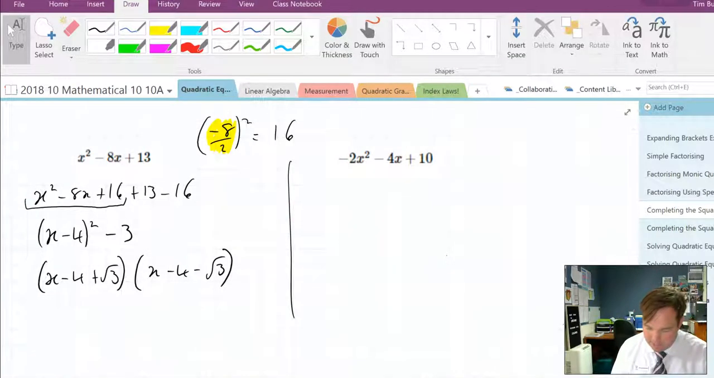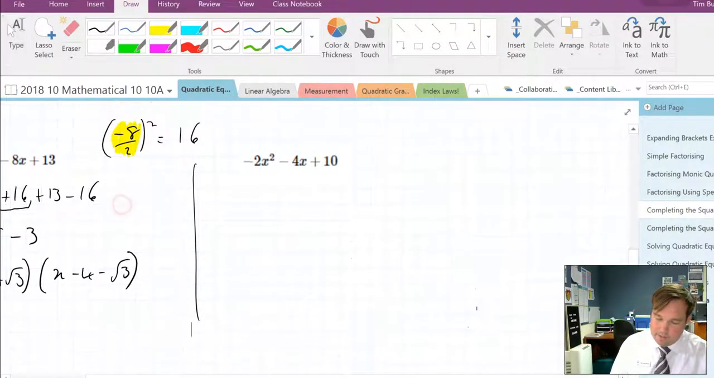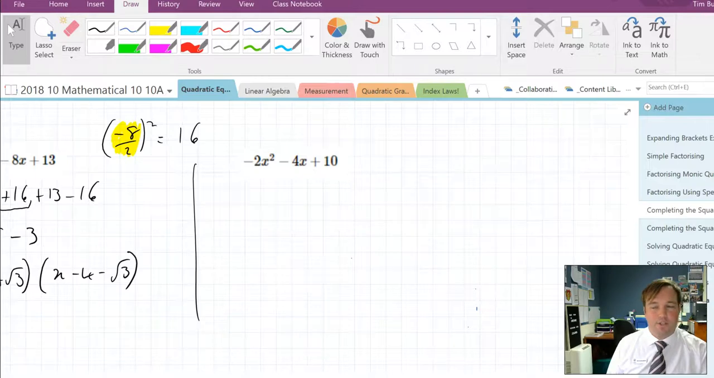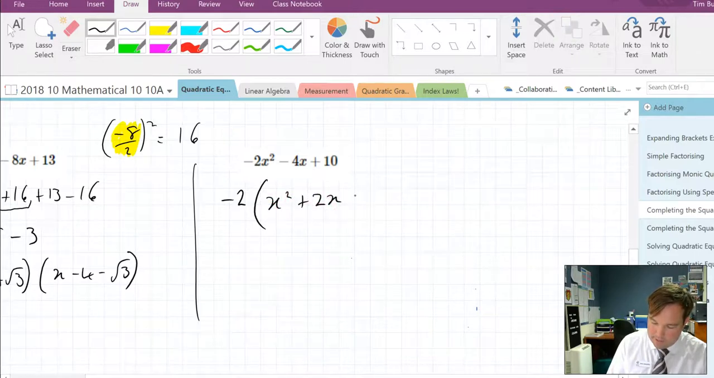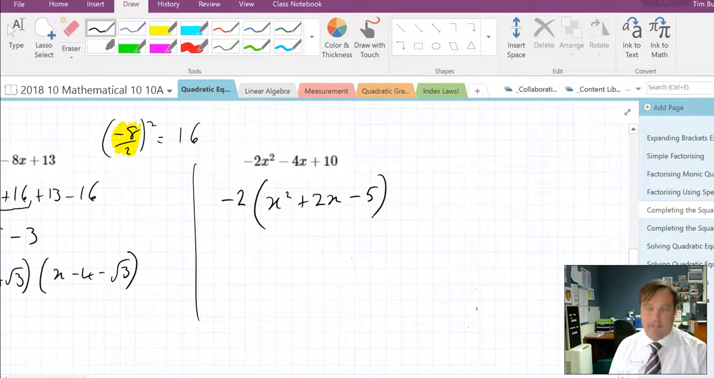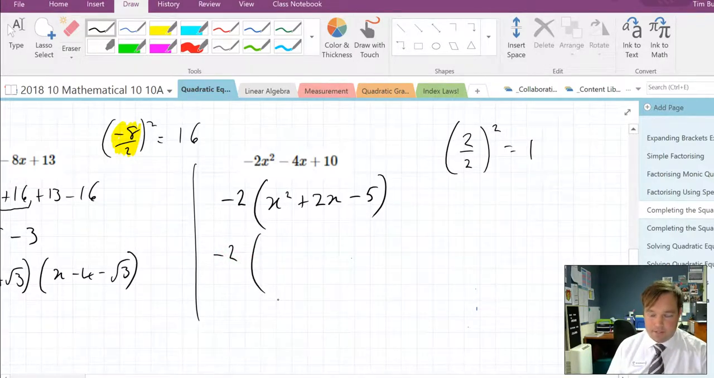Alright, next, and I believe, yes, last example. Stay with me. This one looks a little different because there's a minus 2 out the front. We want a 1 out the front. So our first step to any factorisation here is to pull out the minus 2. Then what we've got left is x squared plus 2x minus 5. Now clearly nothing multiplies to minus 5 that adds to positive 2. So we start to complete the square. Take the b term, divide it by 2, square it equals 1. Leave our minus 2 hanging on the outside, and then keep everything on the inside here.